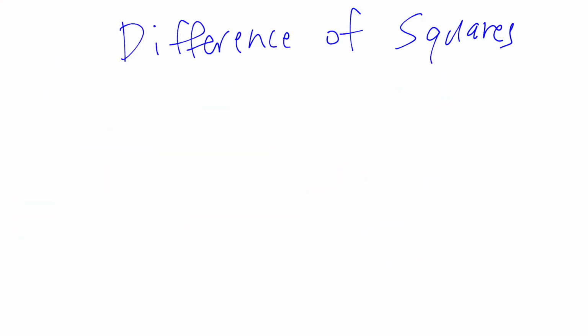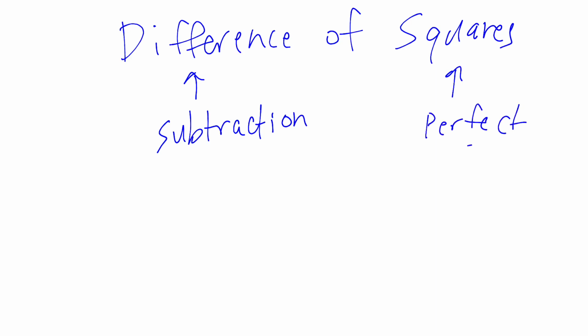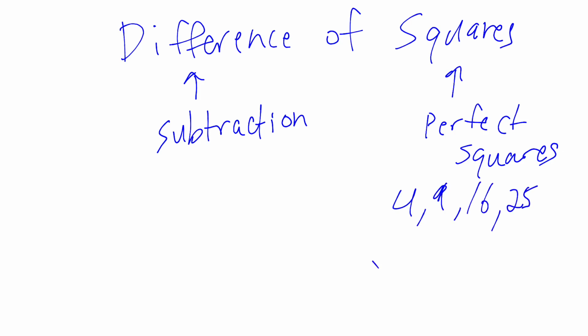On the back, we're looking at difference of squares. The difference means we're always going to be looking at subtraction. And this part means we're going to be looking at perfect squares. So these are numbers like 4, 9, 16, 25, and it's also exponents like x squared, x to the 4th, x to the 6th. We won't see any odd exponents.